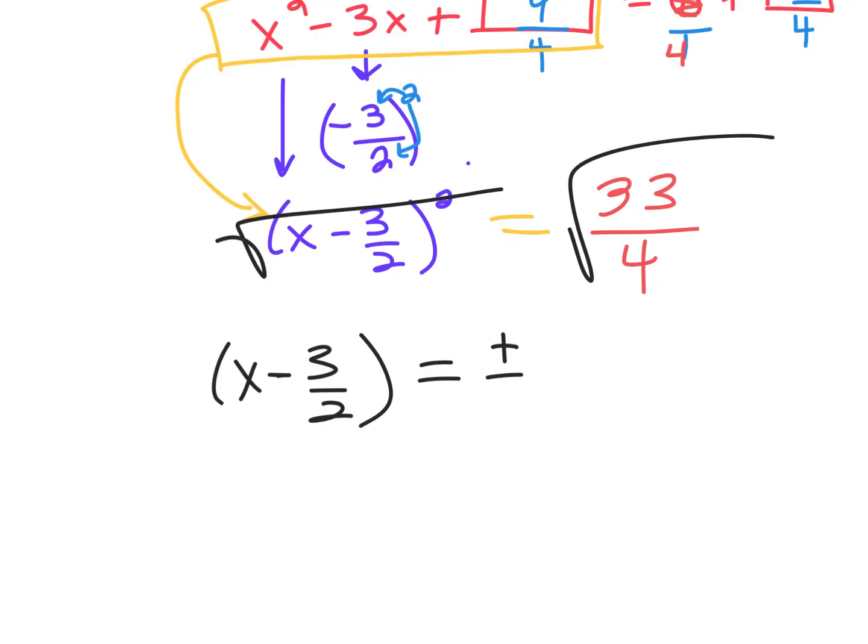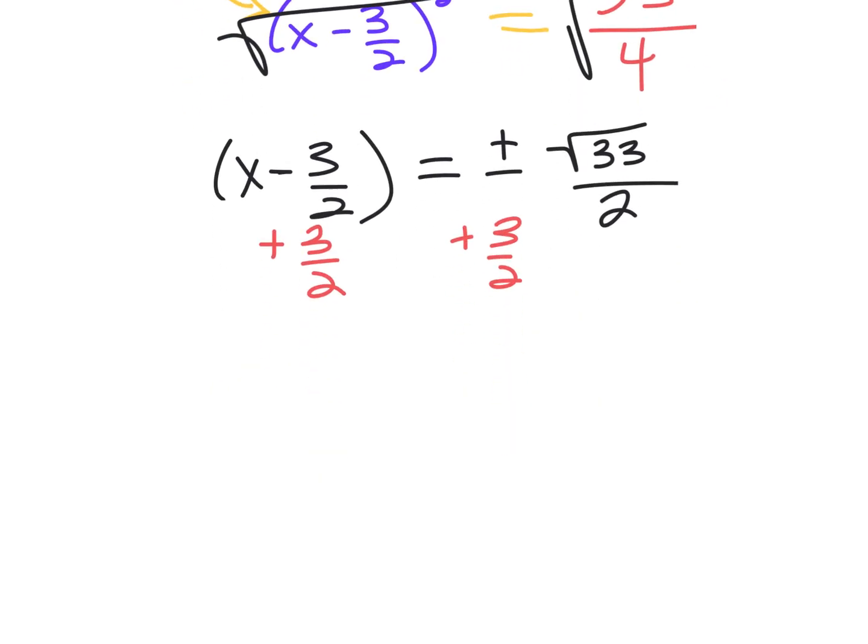Do we know the square root of 33? No. Is there a perfect square hidden in there? No. So square root of 33. Do I know the square root of 4? What is it? Perfect. And then what's the last step that I need to take in order to get x all by itself? We're going to add 3 over 2 to both sides. So plus 3 over 2.